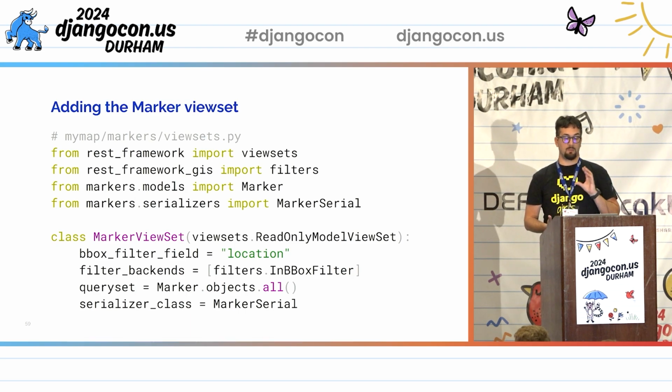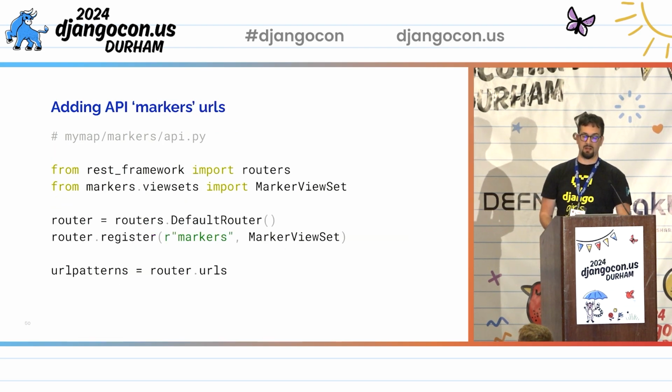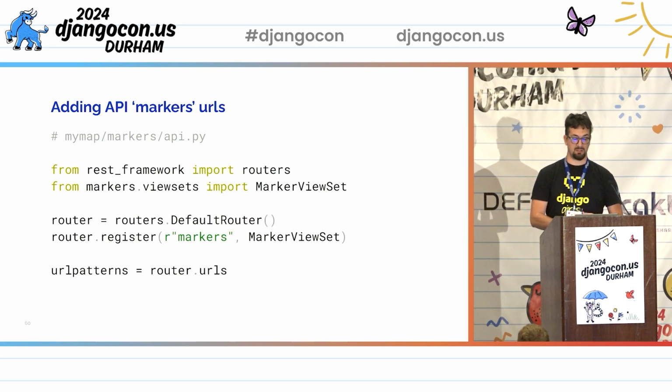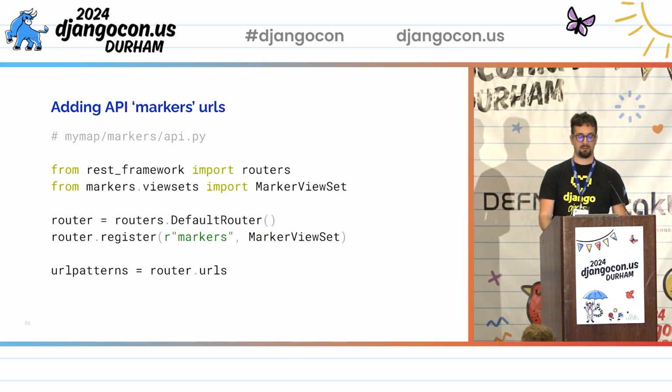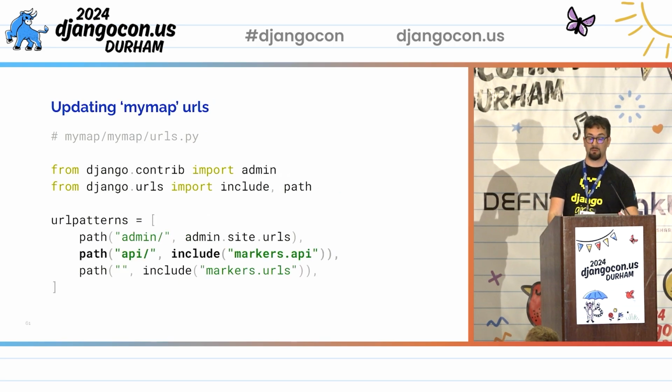Now we define a read-only model view set for the marker. We set the bounding box filter to filter our markers and the type of filter. We are going to return all the marker instances in our database, and the serializer class uses the marker serializer that we already created. In the marker application, we define the URL of our new endpoint using the Django REST framework default router to create a new API path. And finally, we add the URL file to our project in the general URL file.